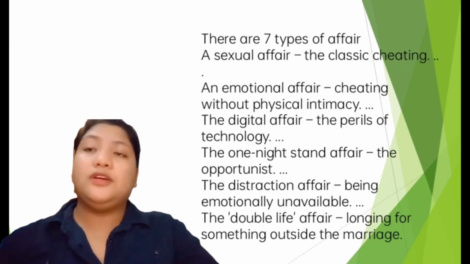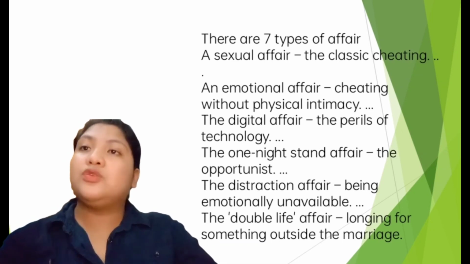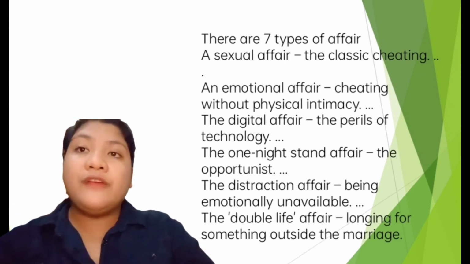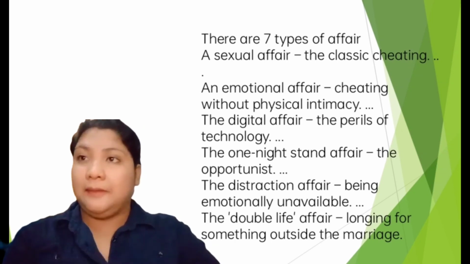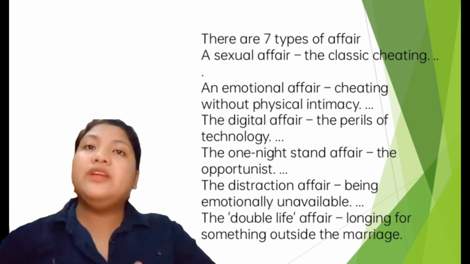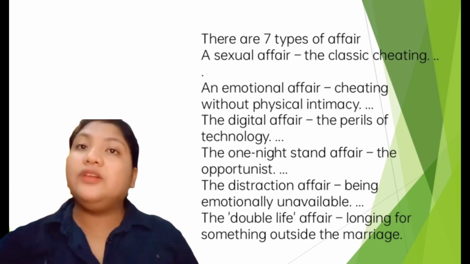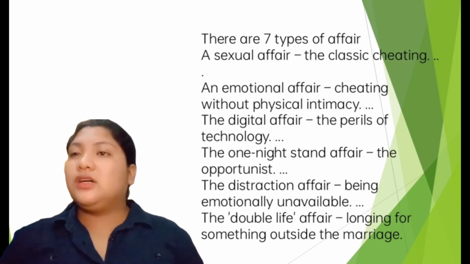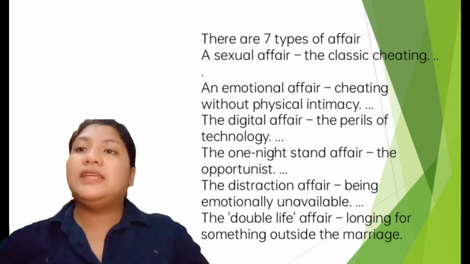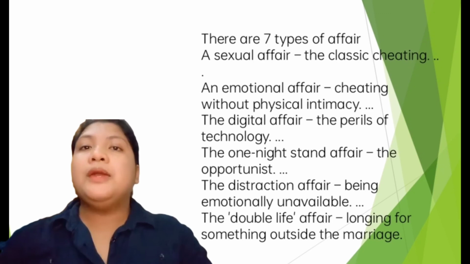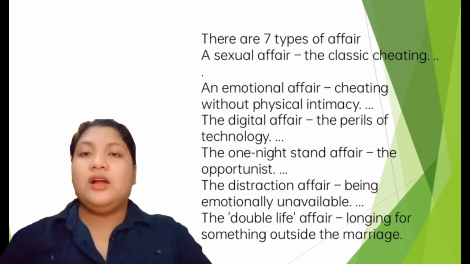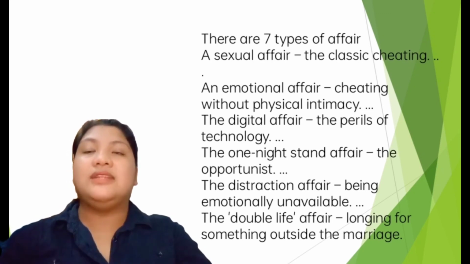And there are 7 types of affairs. First one is a sexual affair, which means the classic cheating. The next one is an emotional affair, cheating without physical intimacy. The third one is the digital affair, the perils of technology. The next is the one-night stand affair, which means the opportunist. The next is the distraction affair, being emotionally unavailable. And the last one is the double life affair, which means longing for something outside the marriage.